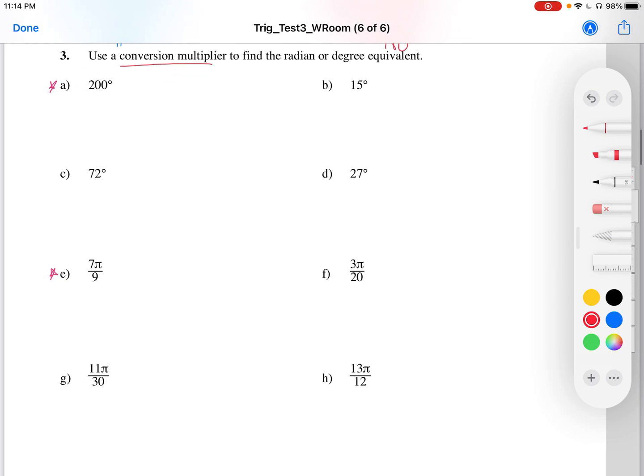All right, so first we have 200, and we want to convert it to the other. So we want to change it to radian measure. So we have to take that 200 and multiply it by pi over 180. We multiply across and you get 200 times pi divided by 180. So all we can really do is simplify that fraction. 200 divided by 180 simplifies to 10 over 9. So I have 10 over 9 pi.